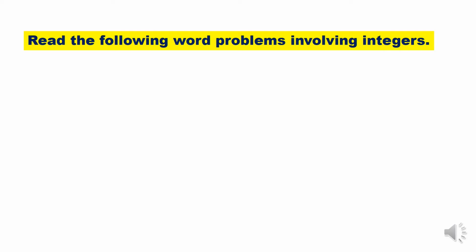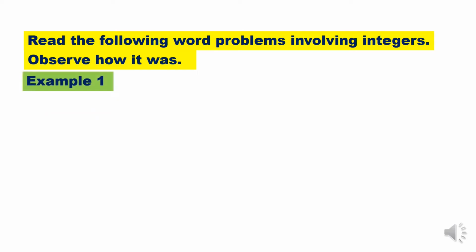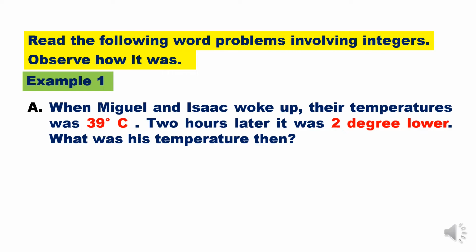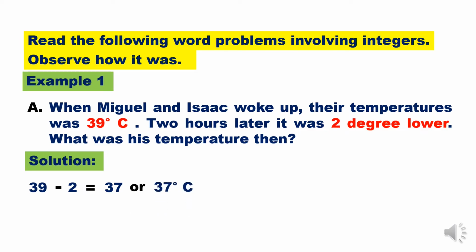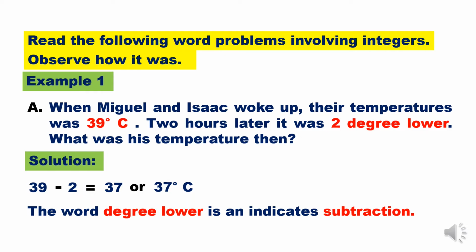Read the following word problems involving integers. Observe how it was solved. Example 1. When Miguel and Isaac woke up, their temperature was 36 degrees Celsius. 2 hours later, it was 2 degrees lower. What was his temperature then? For solution, 36 minus 2 equals 34, or 34 degrees Celsius. The words "degrees lower" indicate subtraction.